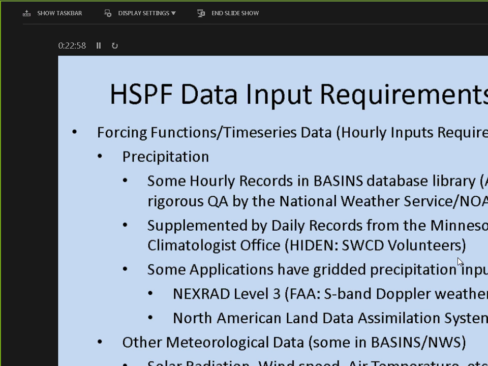state climatologist's office. So he's got a lot of daily totals that we make use of, and obviously we disaggregate that daily data to an hourly time step by finding an hourly neighbor and creating an hourly distribution from the daily total. We do have some applications now that actually have gridded precipitation inputs. There's two models that have the NextRad Level 3 Doppler weather radar, and we also have some models that are making use of NASA's North American Land Data Assimilation System, and that's probably the wave of the future for us, that or some offshoot of that.